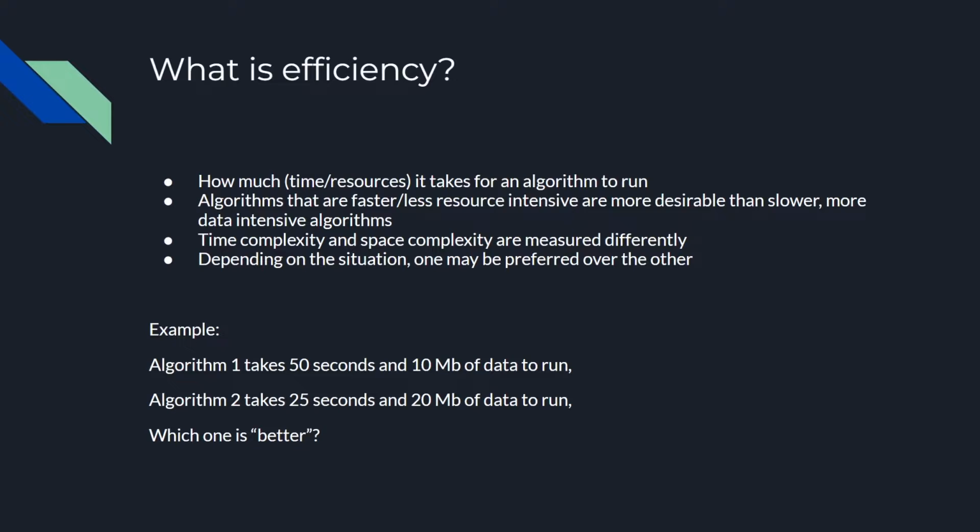For example, if algorithm 1 takes 50 seconds and takes 10 megabytes of data to run, we can classify that. And if algorithm 2 takes 25 seconds and 20 megabytes of data to run, we can also classify that. But it's hard to tell which one is better, which is why we use a certain notation to mark how things grow as they get bigger.